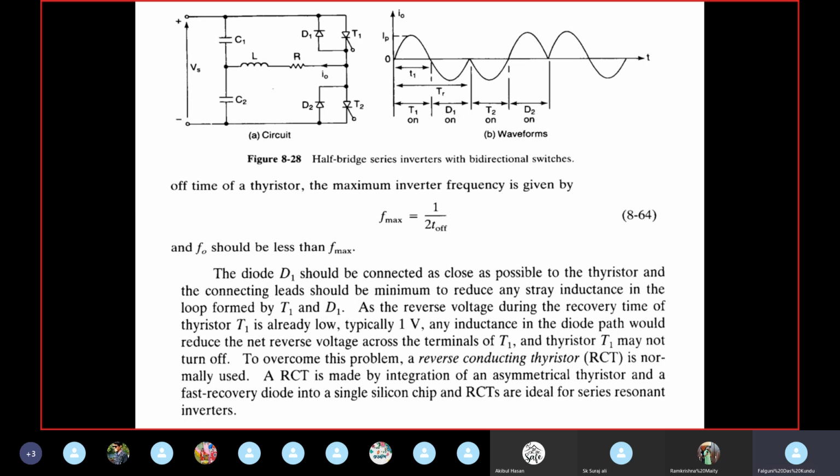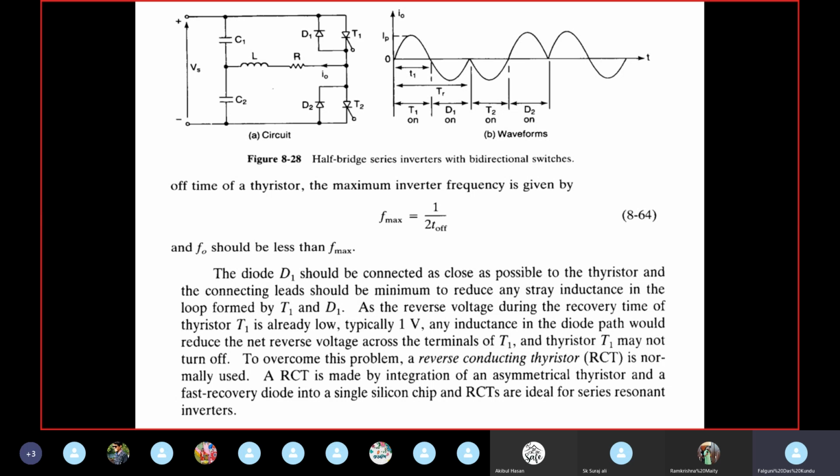The diode D1 should be connected as close as possible to the thyristor, and the connecting lead should be minimum to reduce any stray inductance in the loop formed by T1 and D1. As the reverse voltage during the recovery time of the thyristor T1 is low, typically 1 volt, any inductance in the diode path would reduce the net reverse voltage across the terminals of T1, and the thyristor T1 may not turn off.